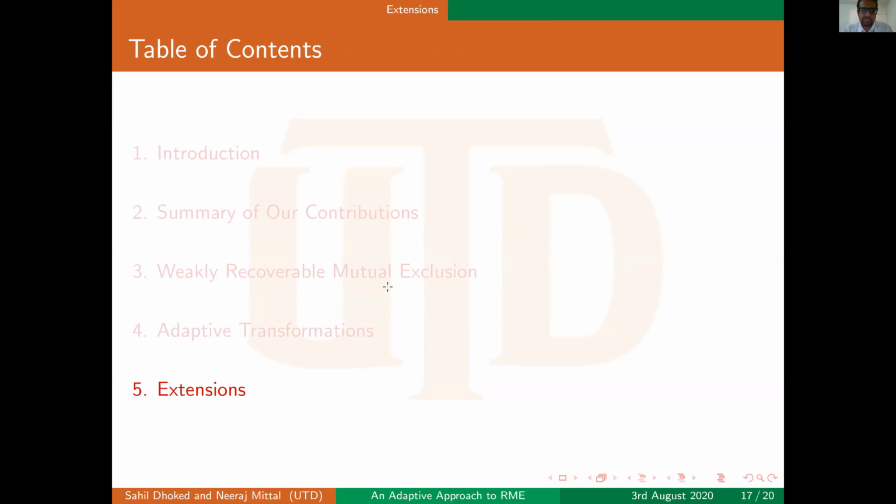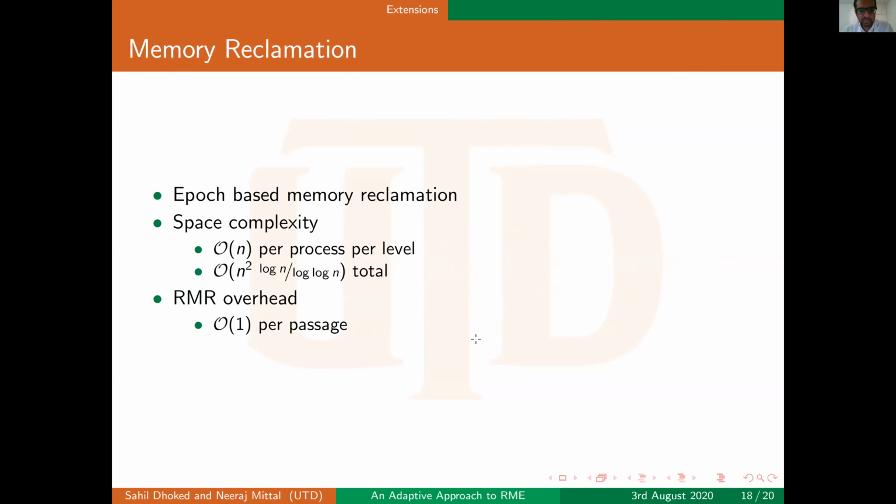Now we'll present some extensions to our work that we were able to achieve after we submitted the conference version of our paper. Memory reclamation: we use an idea similar to epoch-based memory reclamation with a space overhead of n square log n by log n and a constant RMR overhead.